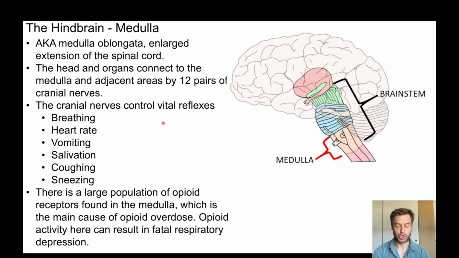The cranial nerves control a lot of the vital reflexes in your body, like breathing and heart rate and vomiting and salivating, coughing, sneezing, basically the things that your autonomic nervous system is controlling.